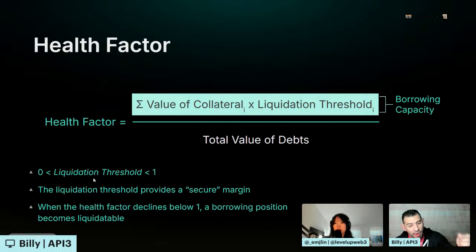So as soon as you go from 1 to 0.99, you're up for liquidation. The liquidation threshold is something that provides a secure margin, depending on the asset, right? If I'm a borrow-lending dApp and I say ETH has been around for a long time, it's got tons of liquidity, it's supported on many exchanges, if not all of them now, it's on almost all the layer twos. It feels like a safe asset.